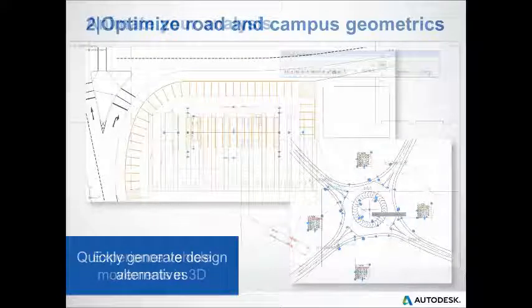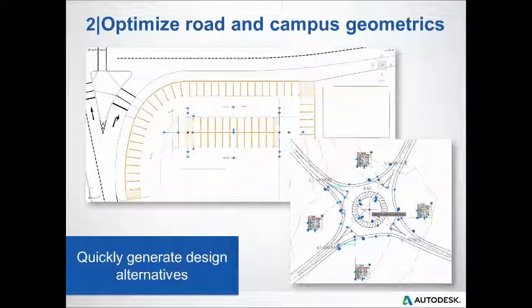Then really being able to optimize road and campus geometrics. So I can quickly generate alternatives in reference to my parking, quickly generate alternatives in reference to my design for my roundabouts. So just some of the things, again, that you get straight out of the box with Autodesk Vehicle Tracking.